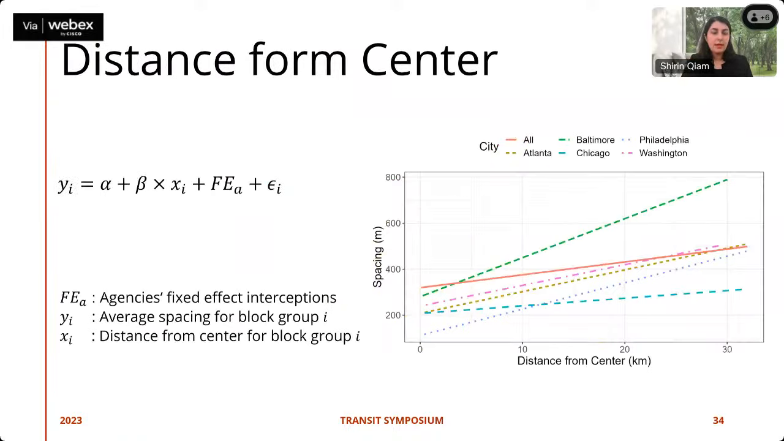So let's see how spacing changes when we approach the center. Here we are using a regression model in which y is spacing, x is distance from center, and we also use a fixed effect for agency because we want to just see the impact of distance from center, not the specific features of the agencies. As you can see in the figure, these are the gradient lines for different cities, and for all of them, when we become closer to center, the spacing is narrower.